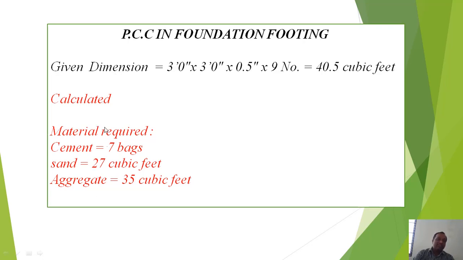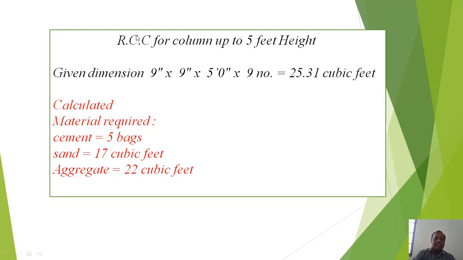Then here is the calculated material. I have already uploaded one video by which you can find out the quantities of this material, that is cement, sand, aggregate, whatever is required for that given process. Next is RCC for column up to 5 feet height, the given dimension is 9 inch by 9 inch by 5 feet, 9 numbers, and these are the material requirement.